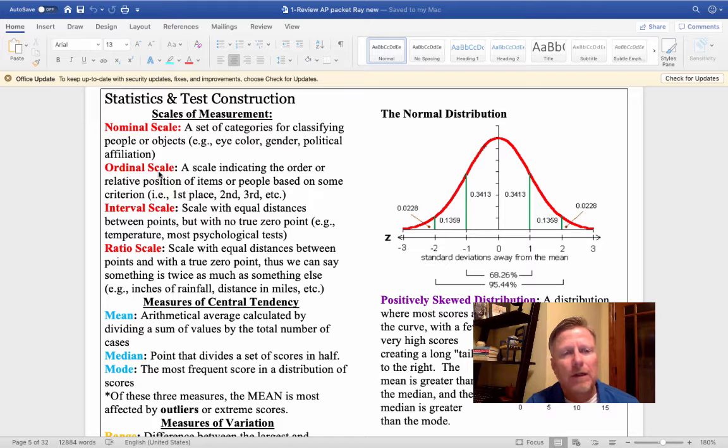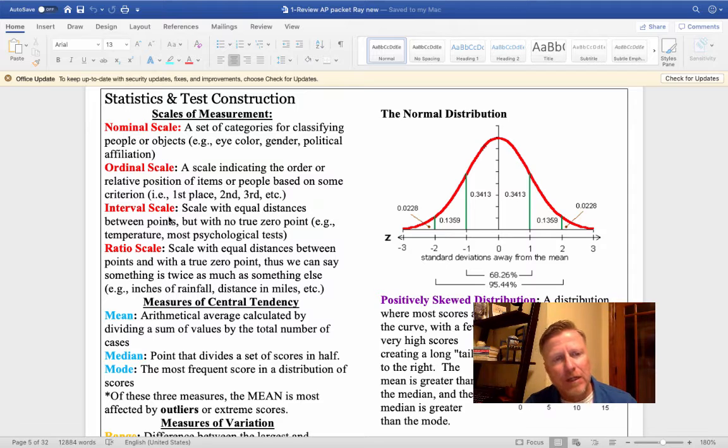Ordinal scale, this is just when numbers are used to represent order of finish. For example, in a cross-country race, numbers 1, 2, 3, 4 finish 5th, 6th, 7th, 8th, but it doesn't tell you how much better the first runner is than the 7th runner.